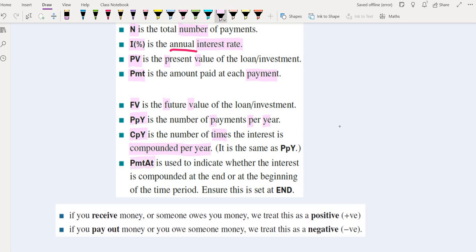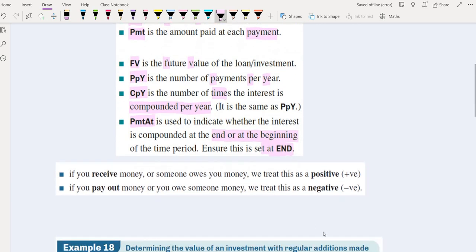PMTAT is to determine whether interest is compounded at the end or at the beginning. Usually it's at the end in most scenarios that we deal with, so we just set it at end.